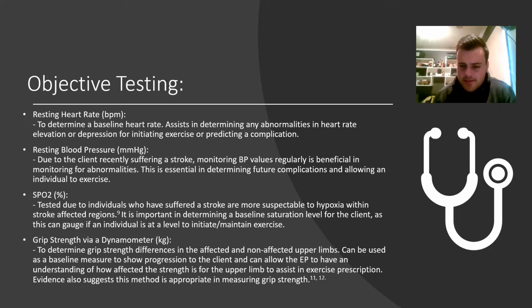After the initial assessment, objective testing was undertaken. We first started off with a heart rate value, which was read on his non-affected arm. This was done to determine a baseline heart rate. In determining a baseline heart rate, it assists in determining if any abnormalities are actually occurring on the day, which can assist in enabling the patient to actually undertake exercise or not, and predicting any future complications.